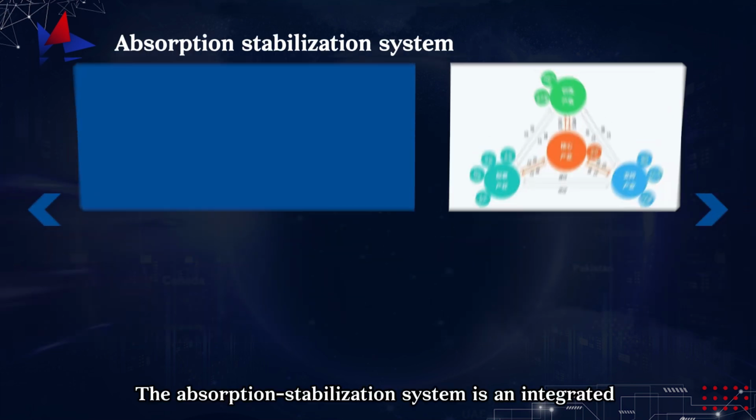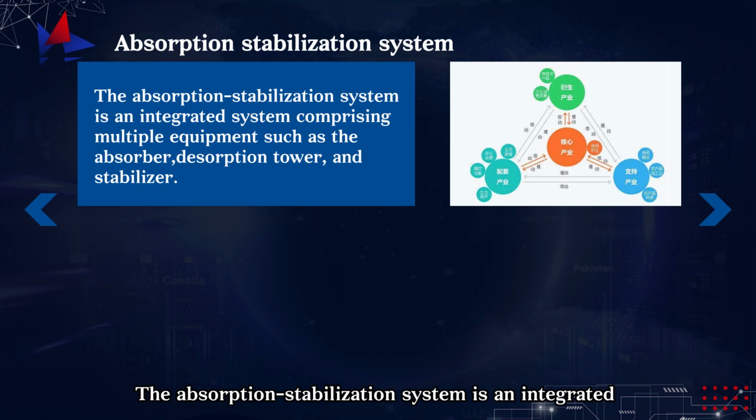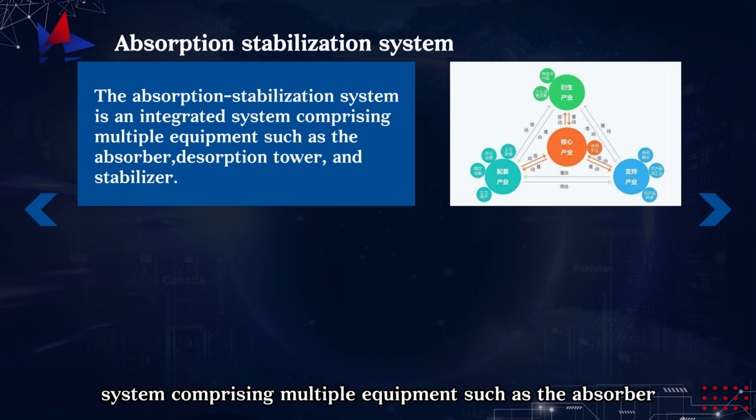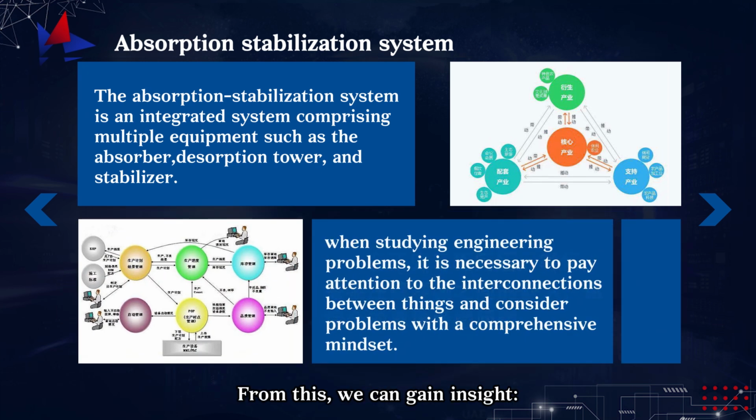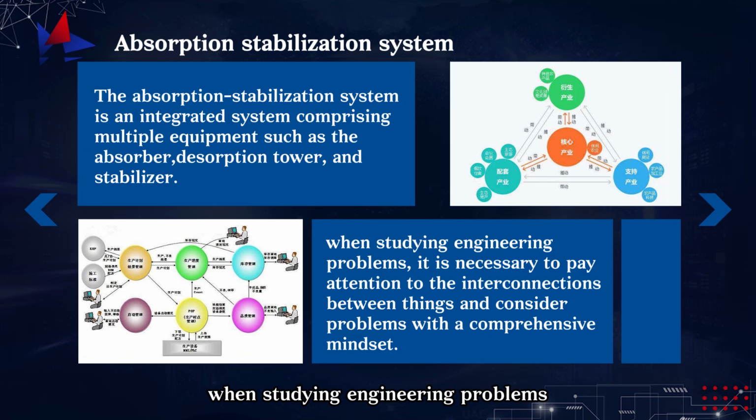The absorption stabilization system is an integrated system comprising multiple equipment such as the absorber, desorption tower, and stabilizer. From this, we can gain insight. When studying engineering problems, it is necessary to pay attention to the interconnections between things and consider problems with a comprehensive mindset.